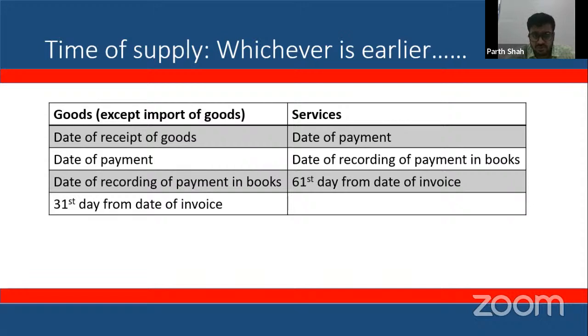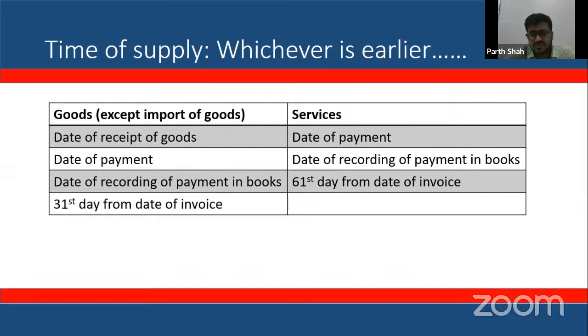In case of goods, what the government says is that whenever you receive the goods, or whenever you make the payment for the goods, or even when you record the payment in your books, or the 31st day from the invoice, the earliest of all of them would be your time of supply when you are expected to pay tax. Obviously, in case of import of goods, this rule does not apply because tax has been enshrined to be collected at the time when customs duties are levied, so at the time of filing of your bill of entry.